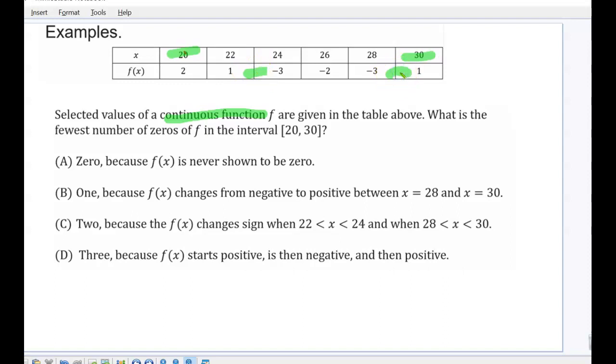So if we were to look at the chart, I would say the answer would be C, 2, because f of x changes sign between 22 and 24 and between 28 and 30. So at a minimum, there's at least two places where the function takes on a value of 0.